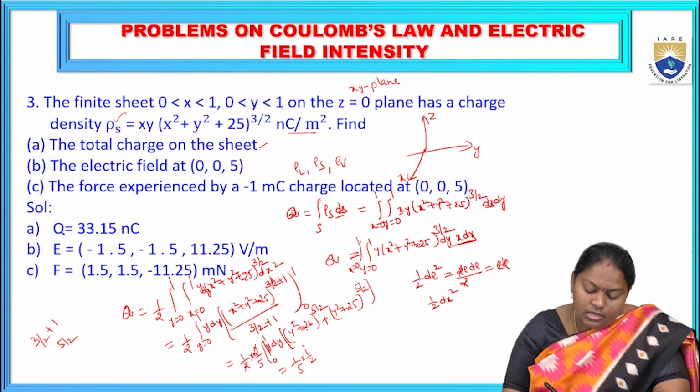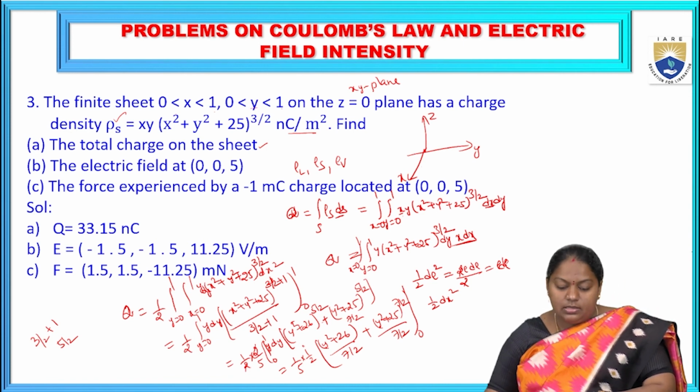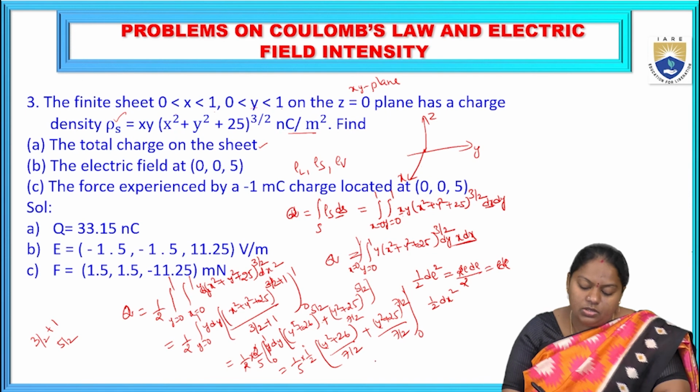Then again if you are integrating this one, y square plus 26 whole power 7 by 2 by 7 by 2, plus y square plus 25 whole power 7 by 2 by 7 by 2. And if you are substituting limits as 0 to 1, then it becomes like this. So here 1 by 5 into 1 by 2 becomes 1 by 10. Then 2 by 7 is to be left out into.